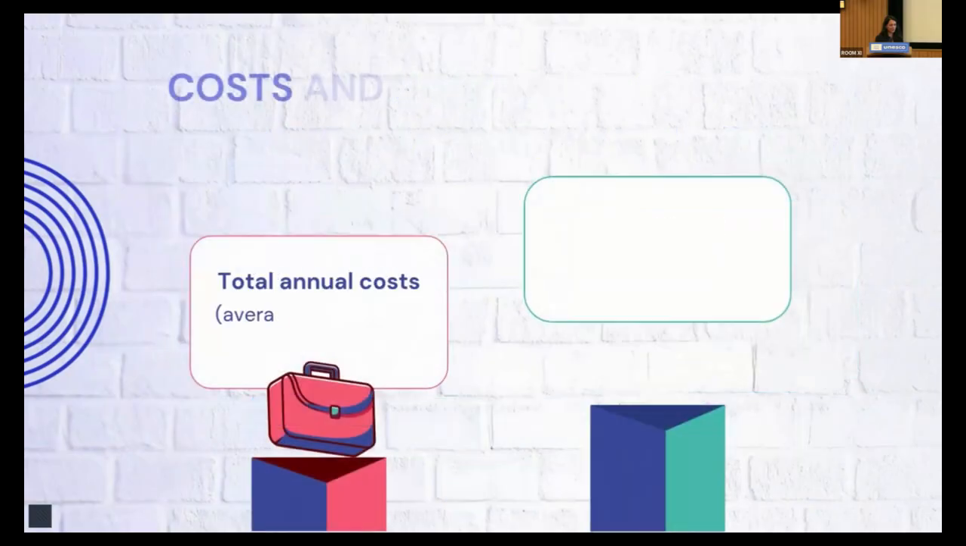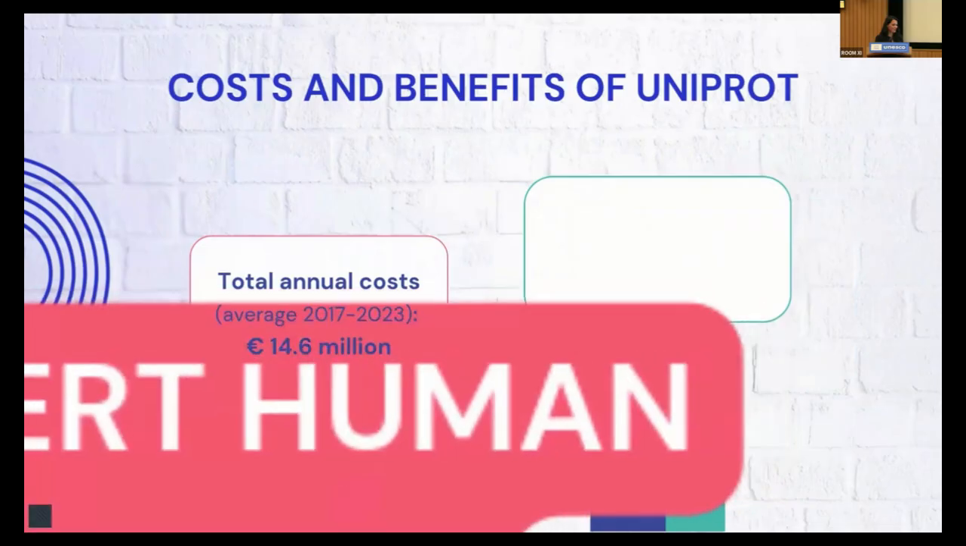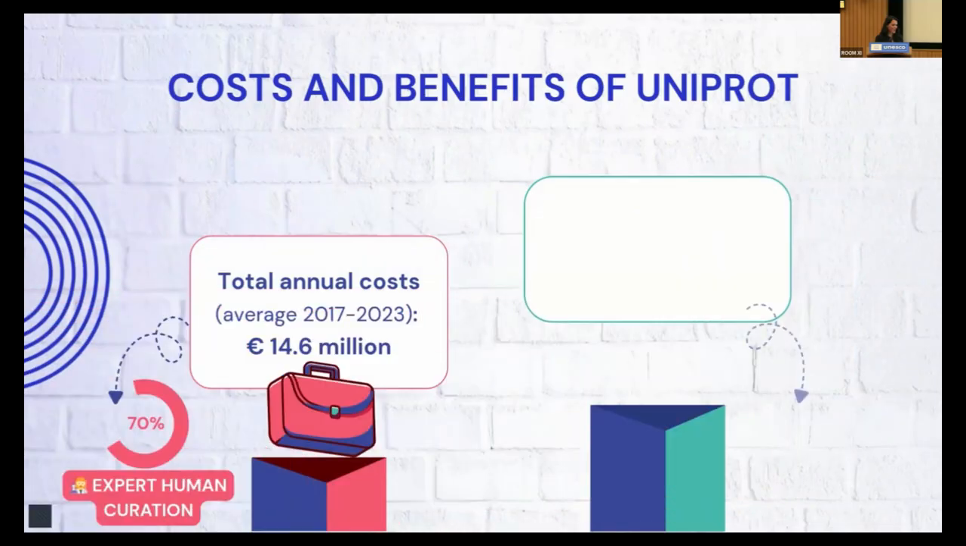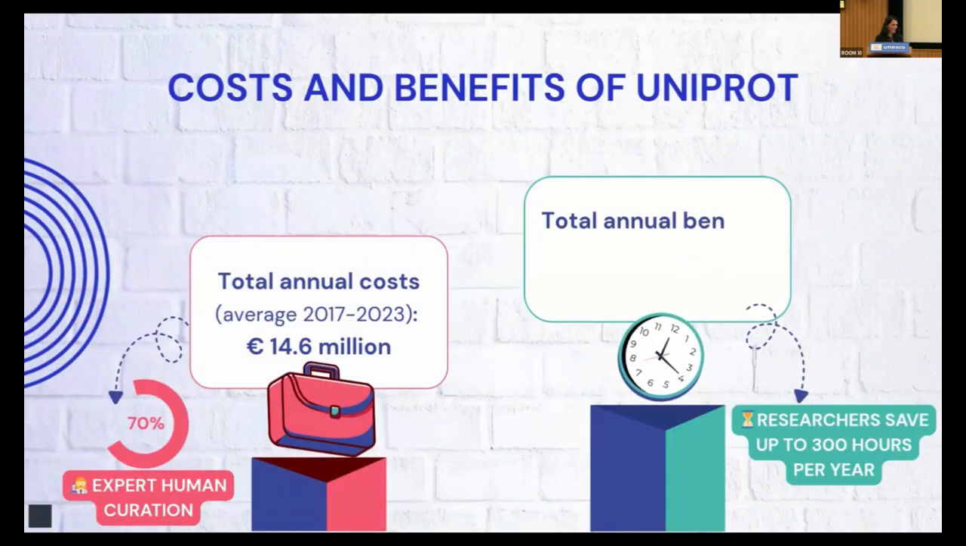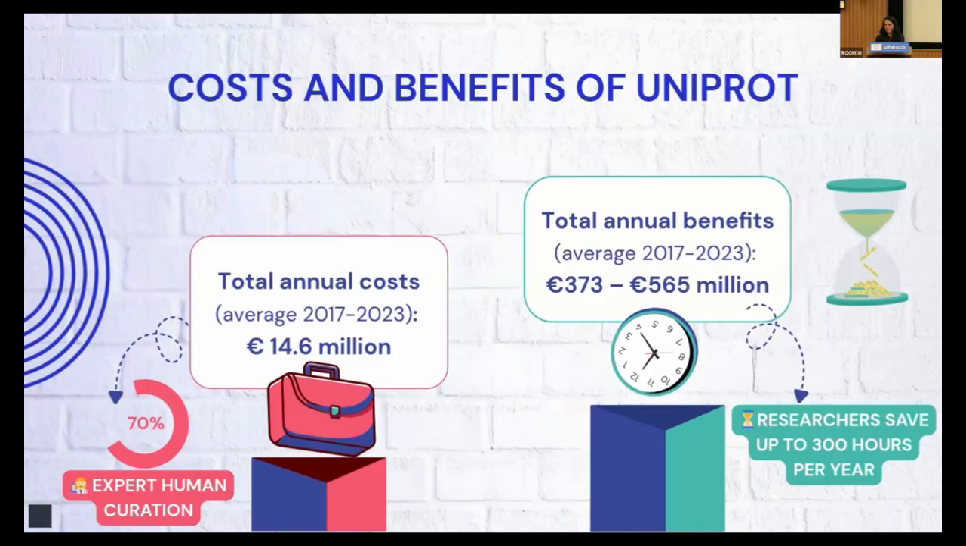The estimated annual cost of UniProt is approximately €14.6 million, with over 70% of this budget dedicated to expert human curation. Researchers save up to 300 hours per year, translating into an estimated value of €373 to €565 million annually. Overall, the benefits of UniProt far exceed its costs.